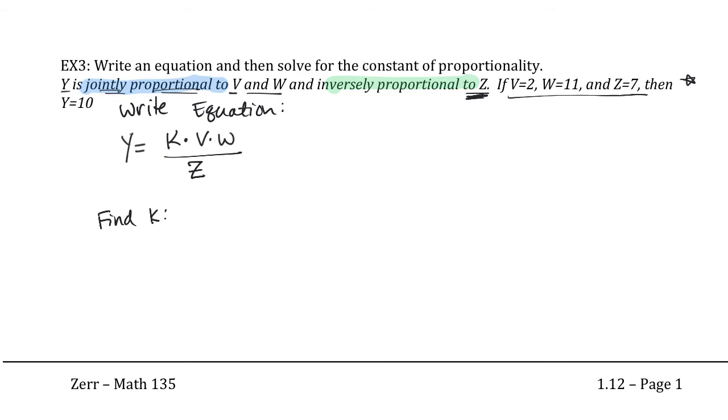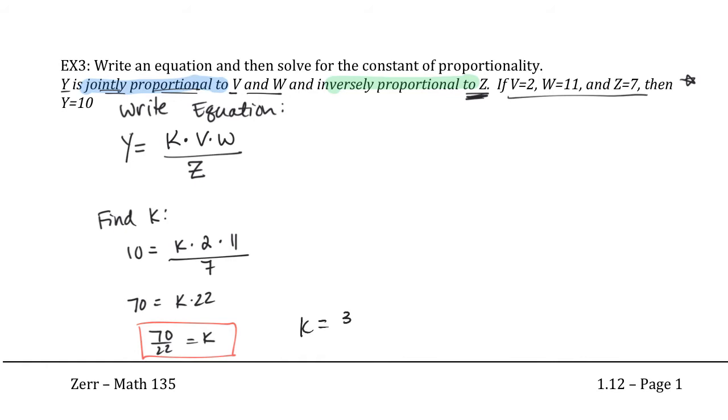Let's see, V is 2, Y is 10. So I'm just plugging these numbers in. Y equals K times V, V is 2, times W, W is 11, all over Z, and Z is 7. And then we just solve this little equation. Multiply both sides by 7, so we'd have 70 is equal to K times 22, and dividing through by 22, we solve for K. Done and done. I am seeing that that could simplify a little bit. Those are still both even, so I'm going to simplify if I can. So it'd be 35 over 11. There we go.